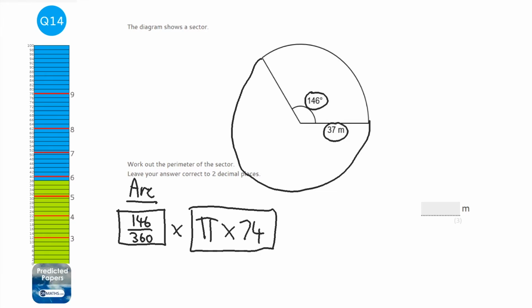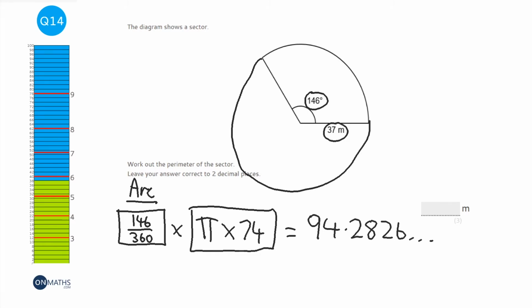Okay, so we type that all into our calculator, so I press the fraction button, 146 over 360 times pi times 74. And it gives me an answer in terms of pi. I don't need it in terms of pi, I just need it as a decimal. So 94.2826, blah blah blah. Now that's for the arc length, but we also want to know what this distance here is. Well, we've already got that one. And what this distance here is. Well, they are both radiuses, or radii we call it. So that's also going to be 37 meters.